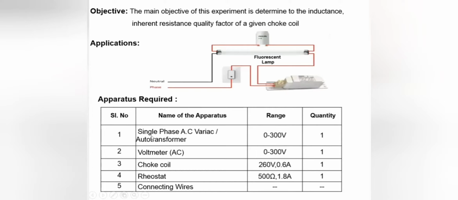The main components required to conduct this experiment are: first, the single phase AC variac, or single phase auto transformer. The range of the auto transformer is 0 to 300 volt, and we require a single auto transformer. Next, a voltmeter, as we need to measure the voltage across the supply ends; we are using an AC voltmeter of range 0 to 300 volt. And the choke coil, rheostat, and connecting wires to connect one equipment to another.